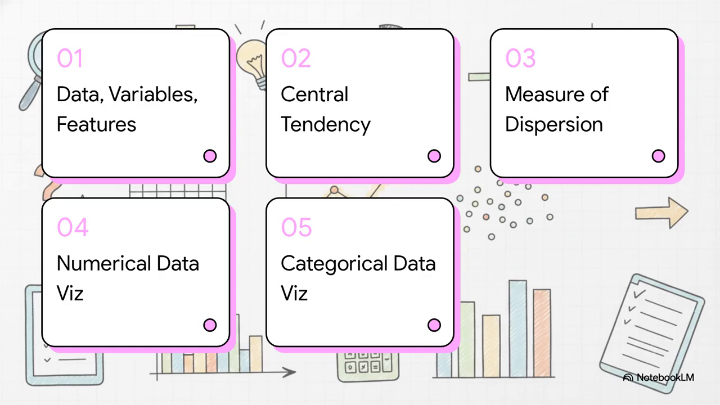Okay, let's dive into this. Here's our roadmap for today. We're going to cover data, variables, and features first. Then we'll look at measures of central tendency, followed by measures of dispersion, and finally, we'll wrap up by visualizing both numerical and categorical data.